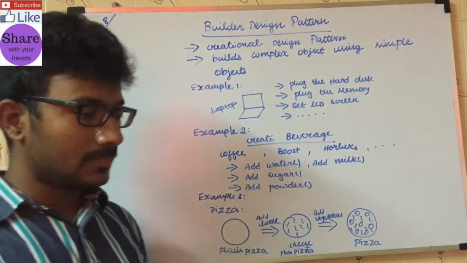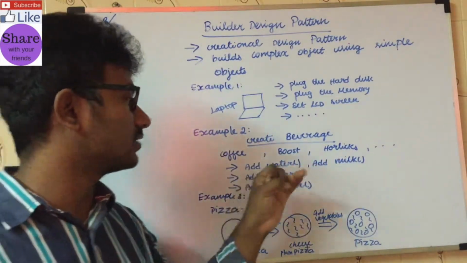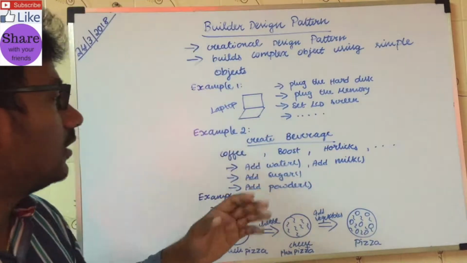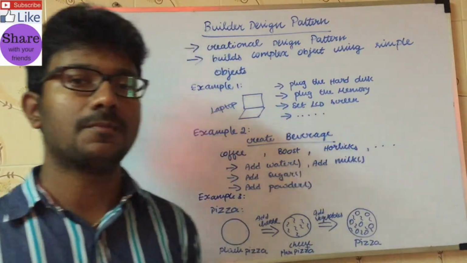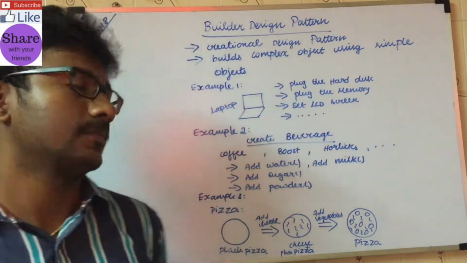So these are some simple objects. Water is a simple object, milk is a simple object, sugar is a simple object, and coffee, Boost, or Horlicks powder is also a simple object. So using these, you create a complex object called a beverage.